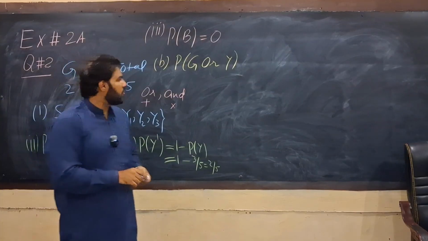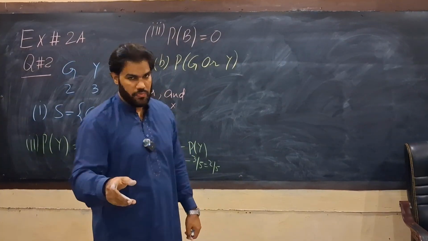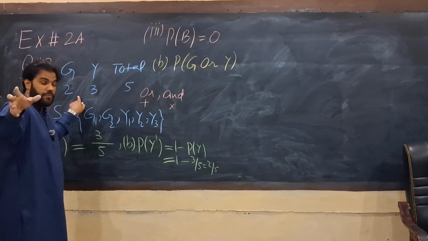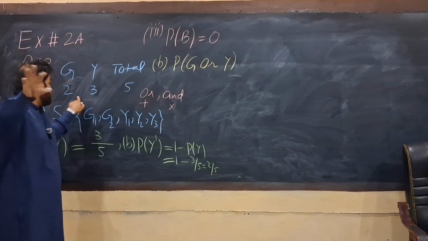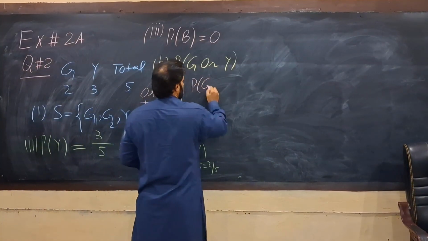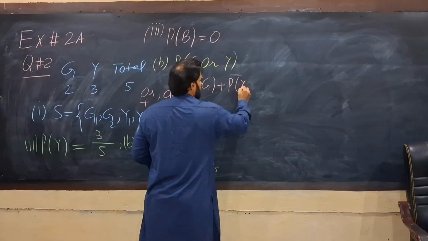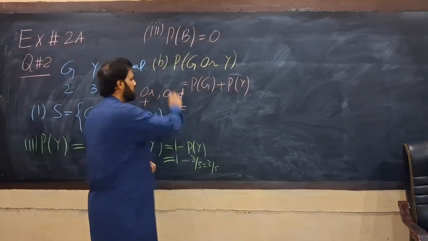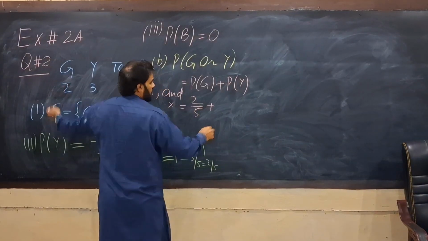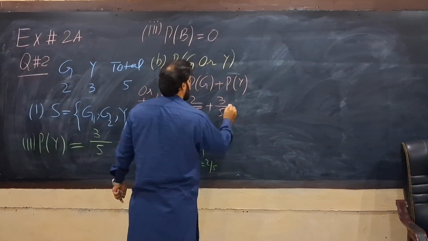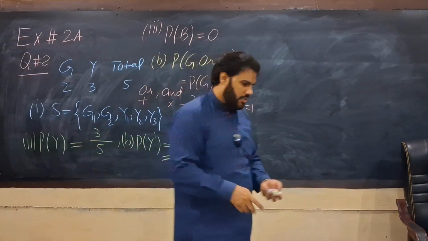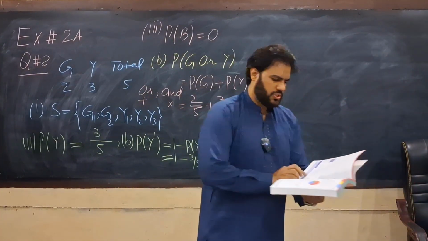So here you have to find the probability of green or yellow. There is no single marble which has both colors. Either it is green or it is yellow. So the probability is simply the probability of a green marble plus the probability of a yellow marble. Green marbles are 2 out of 5, so this is 2 by 5, plus yellow marbles are 3 out of 5. So this is 5 by 5. Total probability is equal to 1. This is your answer, and it completes the question.